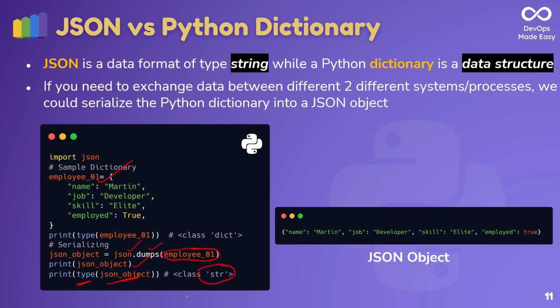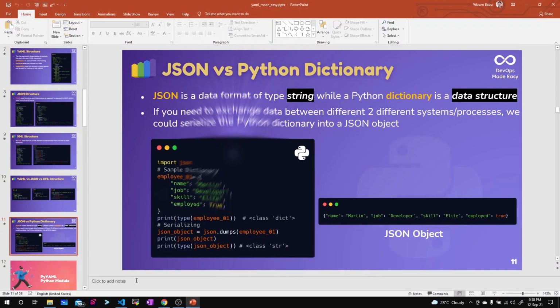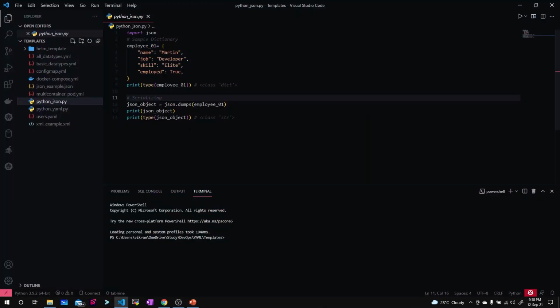Okay, so this indicates that Python dictionaries are data structures of type dict, but the serialized Python dictionary is nothing but a JSON object of type string. So that is the difference. We'll go back to the programs.